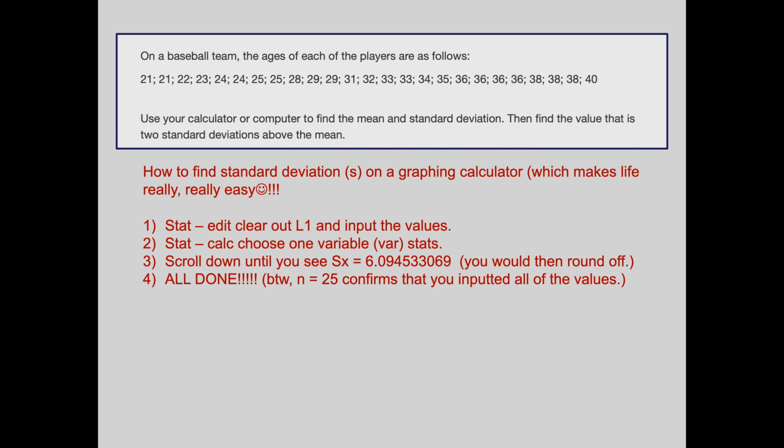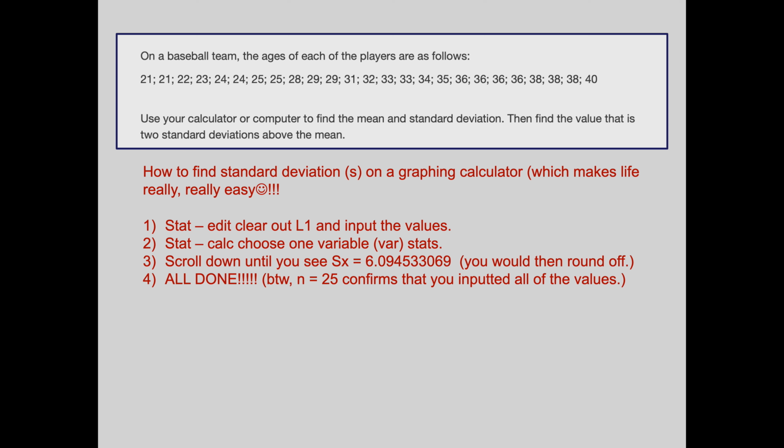Okay, so how to find standard deviations on a graphing calculator, which makes life really easy. Go to the stat button on your calculator. The stat button is right down the middle, third one from the top, okay? Hit stat, and the first thing that'll pop up is edit. Hit enter. When you do that, you're going to see a bunch of lists, and one of them at the top will say L1. Get your cursor all the way up to L1 and hit clear, and then enter. That'll eliminate any values you have in L1. Then input these values. So put in 21, enter, 21, enter, 22, enter, 23, enter. And you should be making a column in L1 of all of these scores, okay?